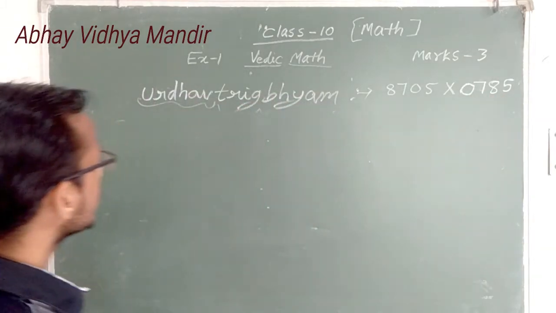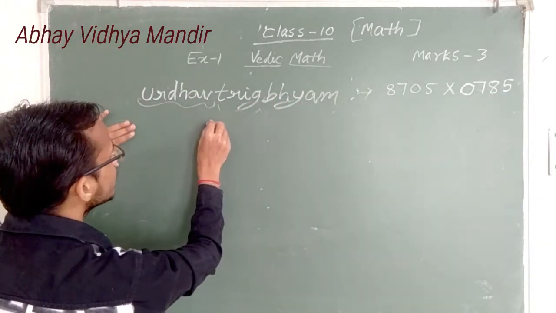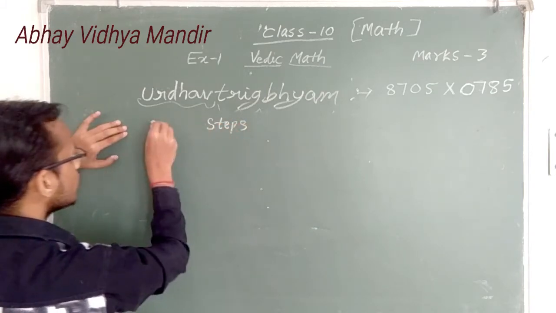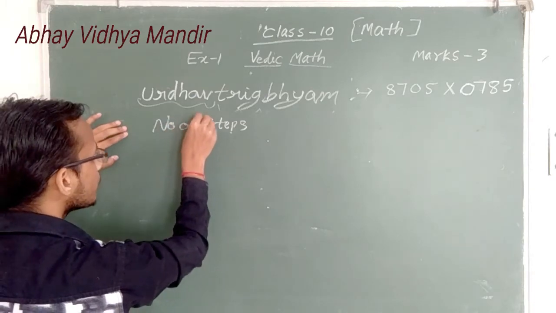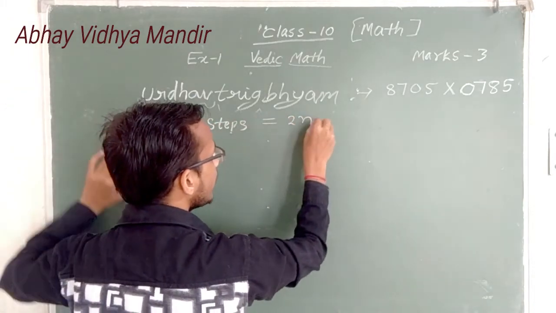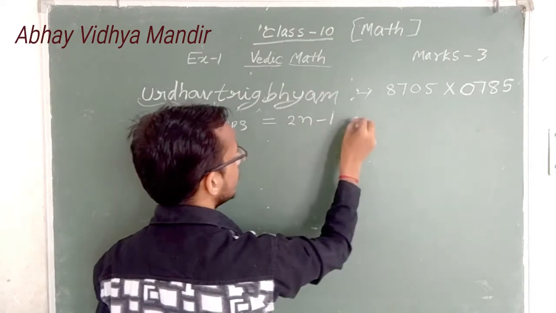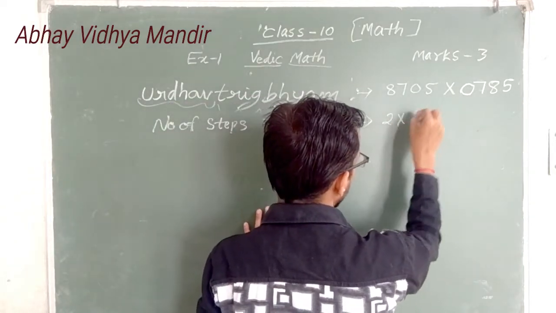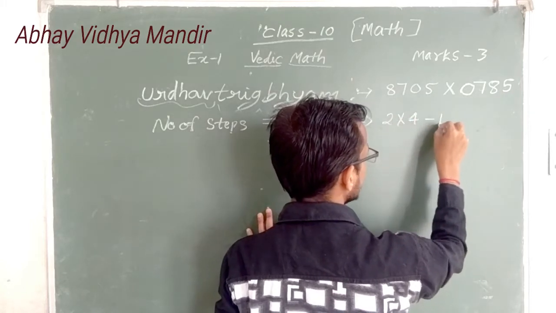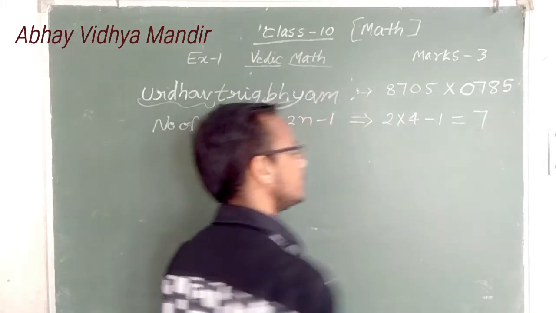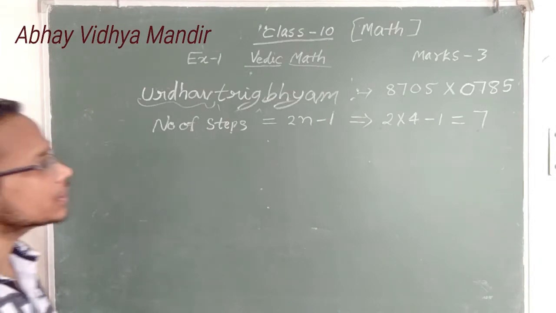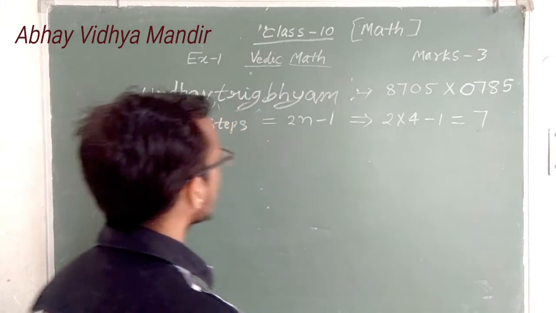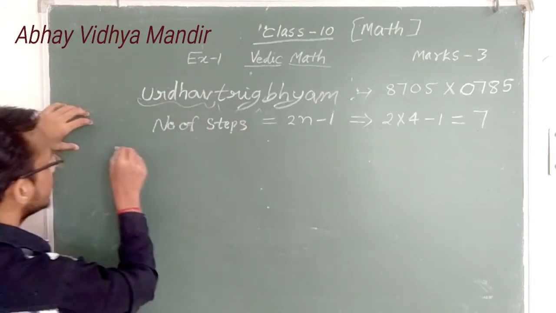Now we have to find the steps. What will the number of steps be? 2n minus 1. Here n is 4, so 2 times 4 minus 1 equals 7. That means we have to make 7 steps. Now make the 7 steps.